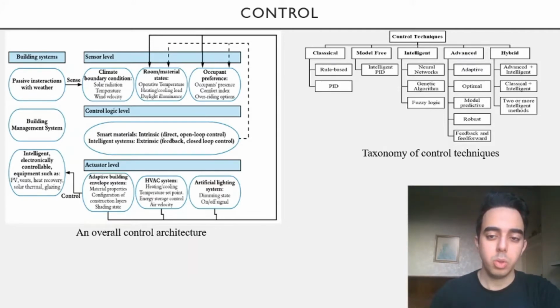The figure on the right shows the 14 main control strategies that are used to control the adaptive facade. These control strategies are explained and compared with each other in terms of advantages and disadvantages of each control strategy.